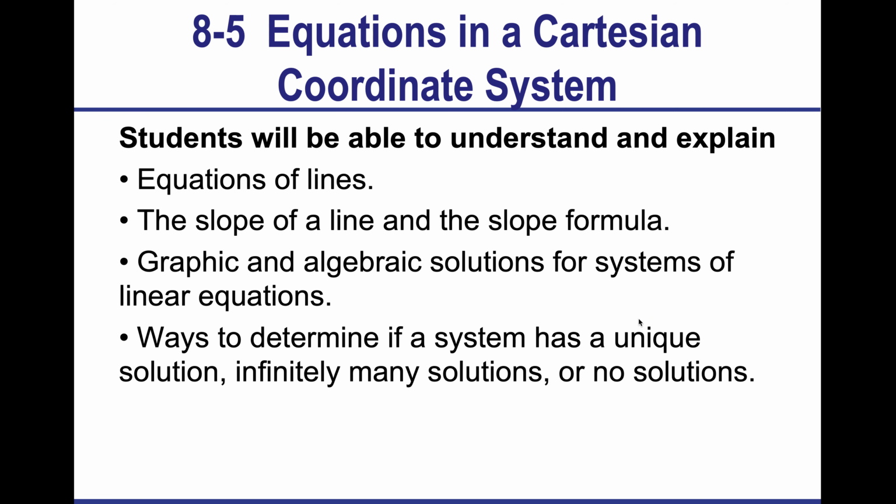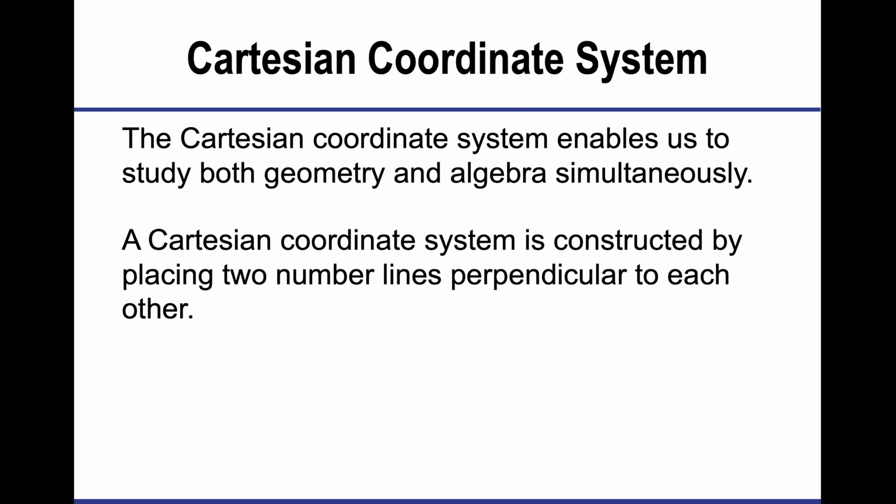So if I'm looking at the Cartesian coordinate system, I'm starting to graph things like equations of lines, ordered pairs, and things like that. So now I'm going to be moving out of just looking at domain and range and to bigger, larger ideas.